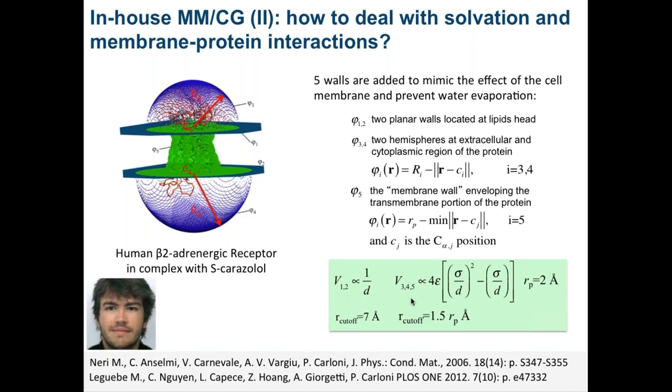And specifically, water evaporation from the atomistic region around the binding site is prevented by a softened Lennard-Jones-like potential whose minimum is at a distance Rp from the hemispherical boundary of the water droplet. And water penetration in the transmembrane space is prevented by a repulsive potential proportional to 1 over d, where d is the distance from the planar walls. The protein membrane interaction is mimicked by a soft Lennard-Jones-like potential with the minimum at the distance Rp from this virtual wall enveloping the transmembrane portion of the protein.